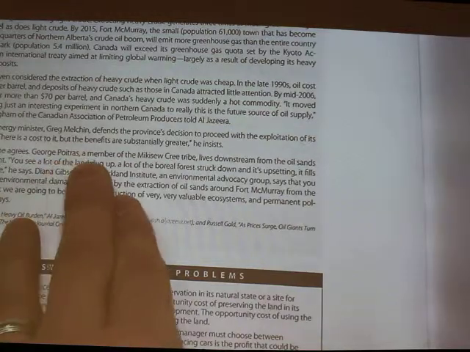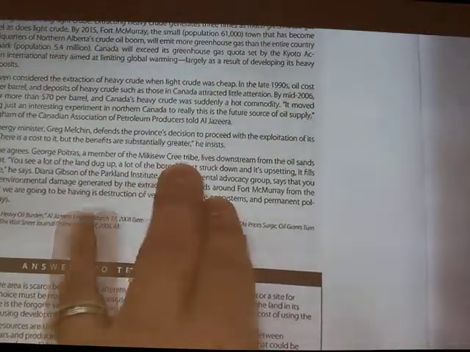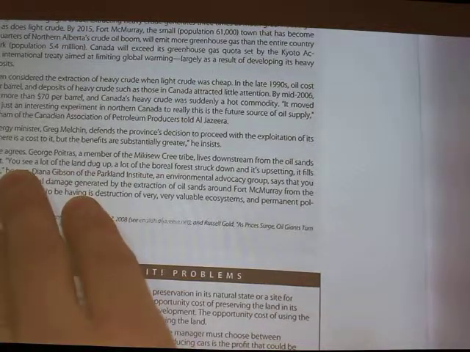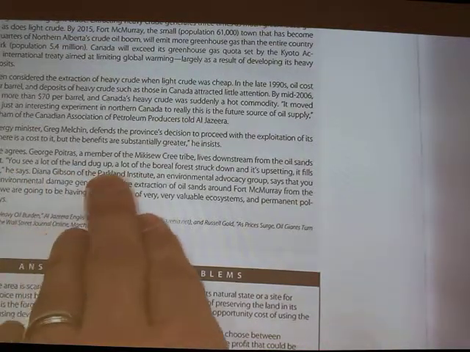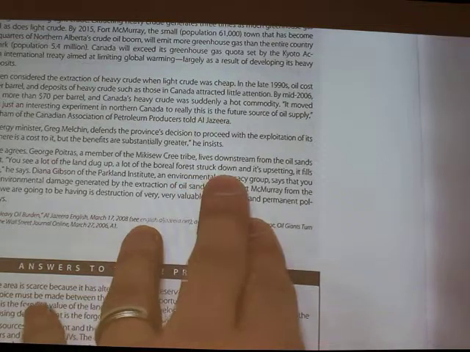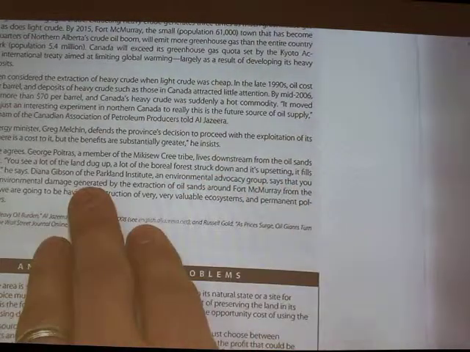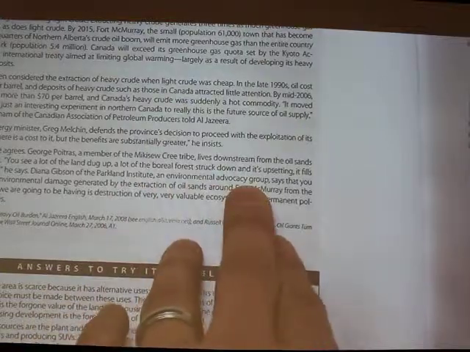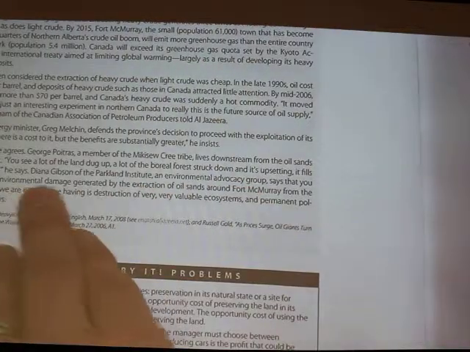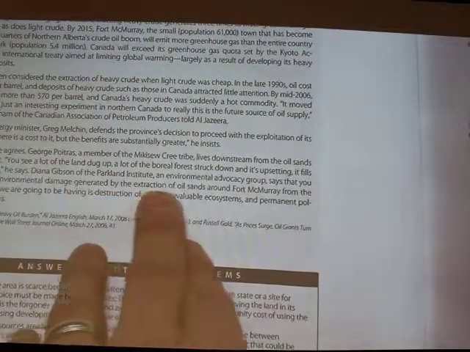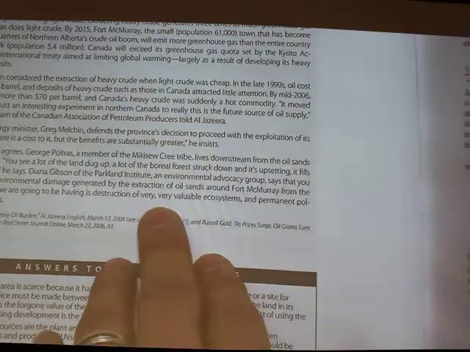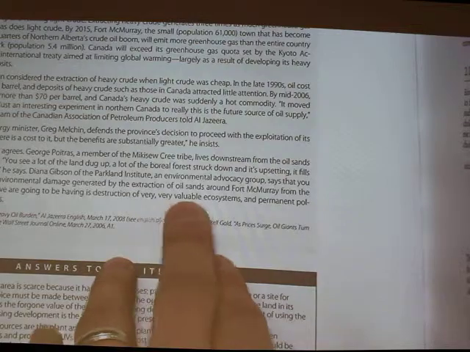George Poitras, a member of the Mikisew Cree tribe, lives downstream from the oil sands development. You see a lot of the land dug up, a lot of the boreal forest struck down, and it's upsetting. Diana Gibson of an environmental advocacy group says that there's a lot of environmental damage generated by the extraction of oil sands, and it involves the loss of very valuable ecosystems and permanent pollution.